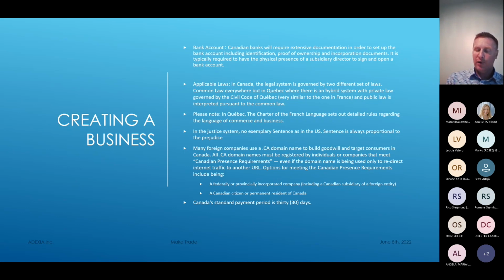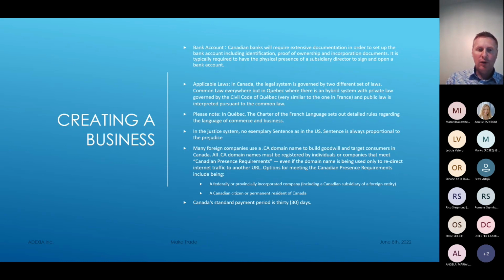One of the things that's a bit reassuring is that, contrary to the US, where there are some exemplary sentences, there is none in Canada, and typically the sentence is always proportional to the prejudice. So you cannot get some crazy amount of money being awarded to the complainant. It always has to be linked to the prejudice.